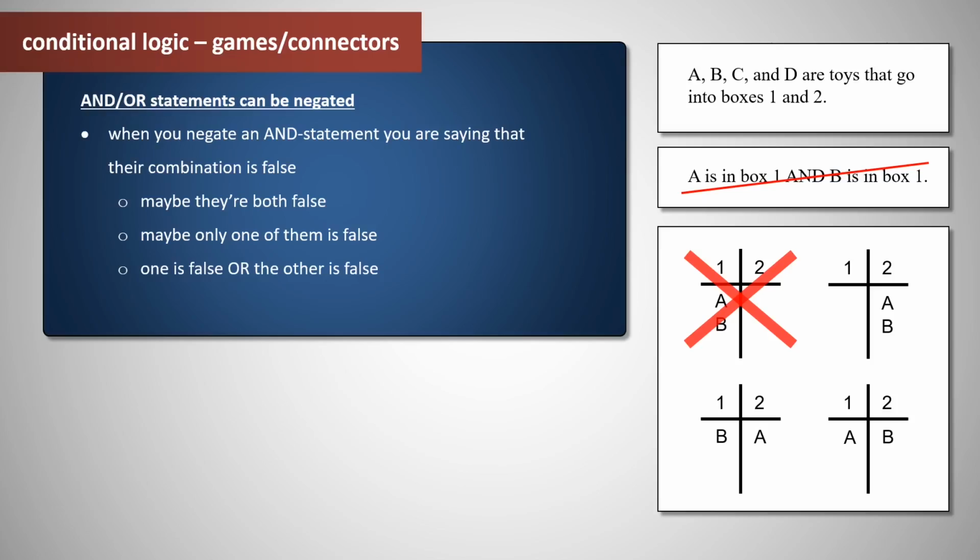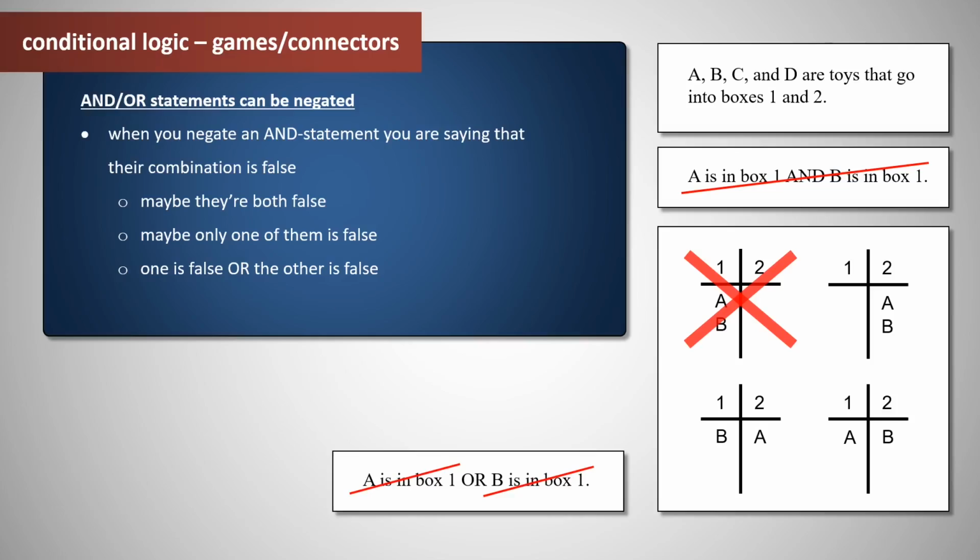what that means is that one is false or the other is false. And this is very important when you summarize it like that. If you're saying that it's not true that A is in box 1 and B is in box 1, well, maybe A is in box 2, or B is in box 2, or they're both in box 2. So maybe one or the other or both is false, and that's actually captured by the or. So you can rephrase that as, instead of saying A is in box 1 and B is in box 1, the whole thing crossed out, if you needed to negate that, you would be able to write A is not in box 1 or B is not in box 1. Those two mean the exact same thing.